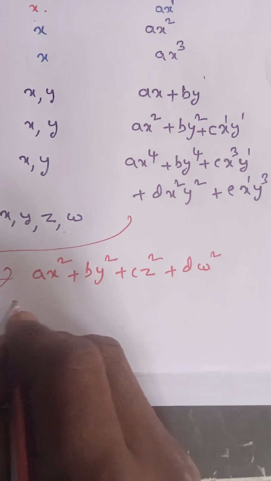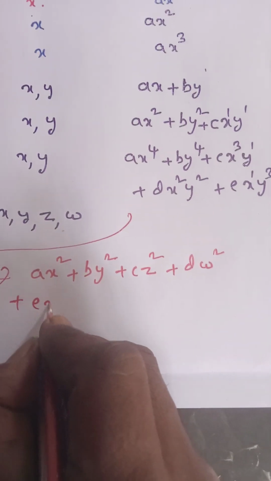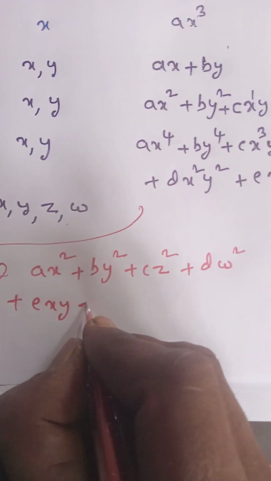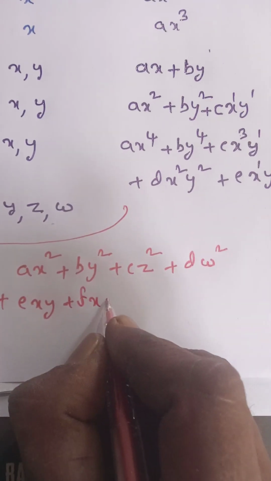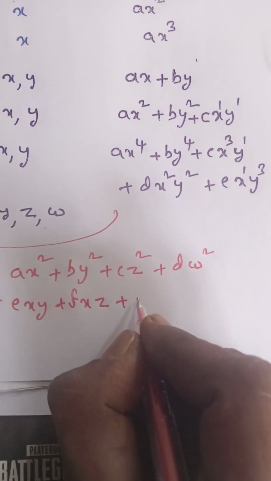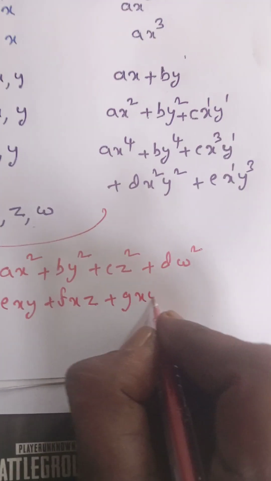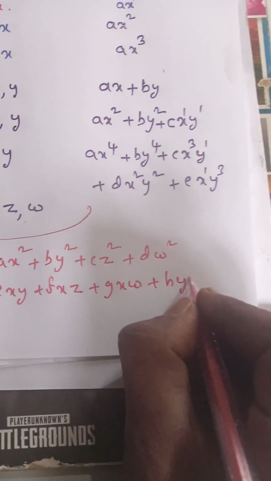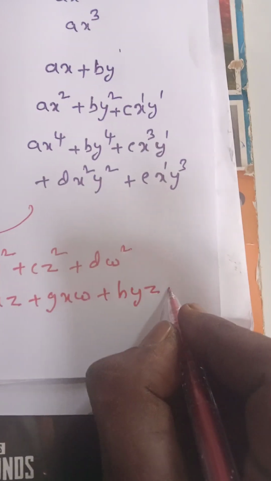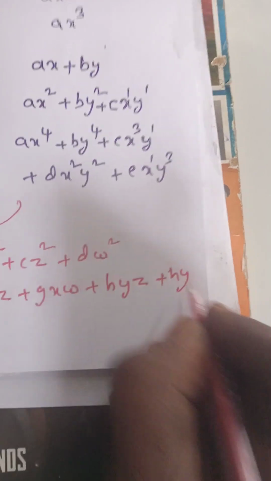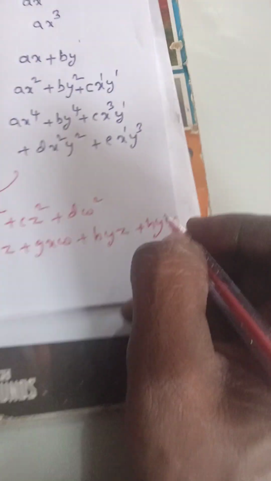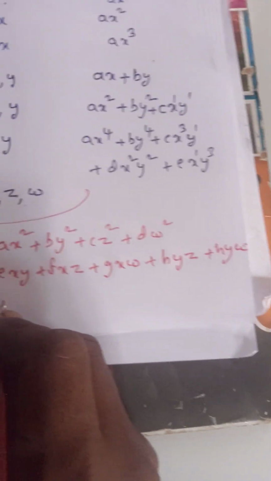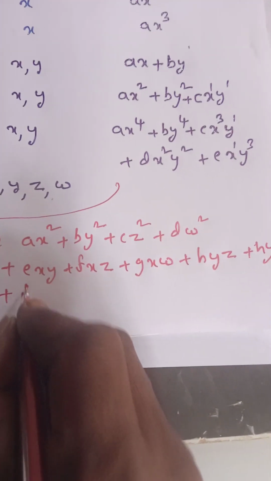Now I want to take two variables also. x power 1, y power 1 we should take. Degree is 2, right? Plus f, xz also we can take. Plus g, xw, here also degree 2. Plus h, yz, degree is 2. Plus i, yw also we can take, right? Plus with z we should write the next coefficient, numerical coefficient, i.